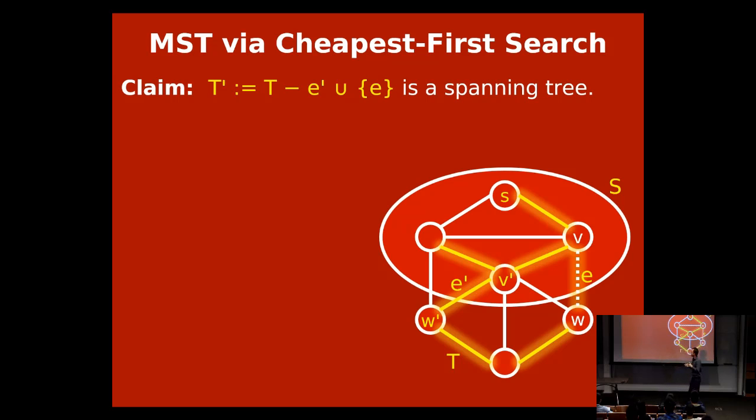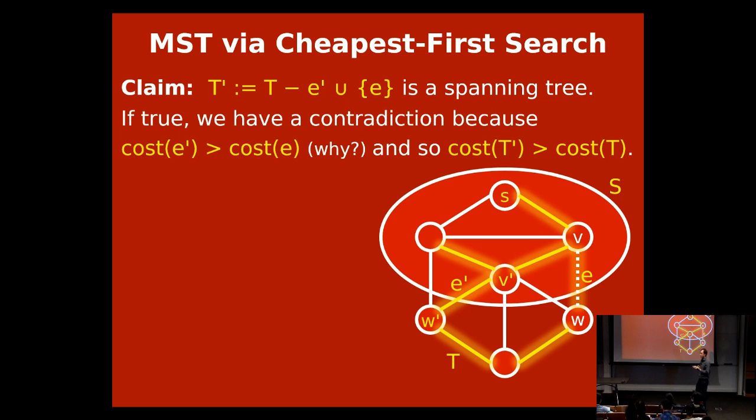I'm saying let's assume we could prove that T prime is really a spanning tree. Why do we get the contradiction? It's basically because E is cheaper than E prime. By the algorithm, E is the cheapest edge coming out of this set capital S. E prime is some other edge coming out of capital S, so it's strictly more expensive than E. That's the one spot where we use that the edge costs are distinct.